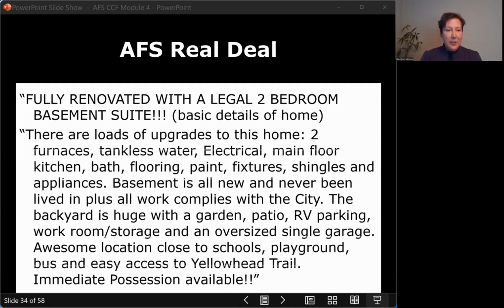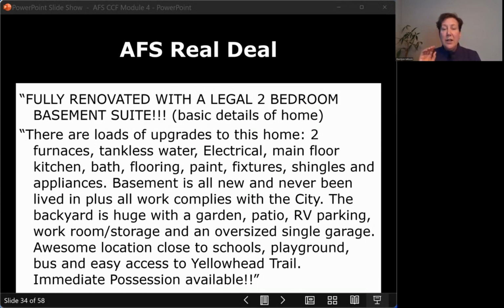This is the ad, fully renovated with a legal 2-bedroom basement suite. It gave the basic details of the home, and then there are loads of upgrades: 2 furnaces, tankless water heater, electrical main floor kitchen, bath, flooring, paint, fixtures, shingles, and appliances. Basement is all new and never been lived in, plus all work complies with the city. Backyard is huge with a garden, patio, RV parking, and storage, oversized single garage. Awesome location, close to schools, playground, bus, and easy access to Yellowhead Trail, immediate possession available.